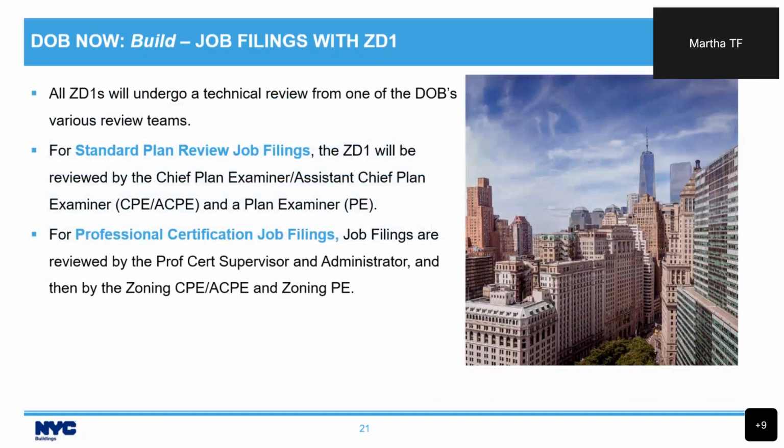Now, all ZD1s are going to undergo a technical review from one of the DOB's various review teams. For standard plan review job filings, the ZD1 is going to be reviewed by the Chief Plan Examiner or Assistant Chief Plan Examiner, that's the CPE or ACPE, and a Plan Examiner or PE. For professional certification job filings, they're reviewed first by the Professional Certification Supervisor and Administrator, and then by the Zoning CPE, ACPE, and the Zoning PE.